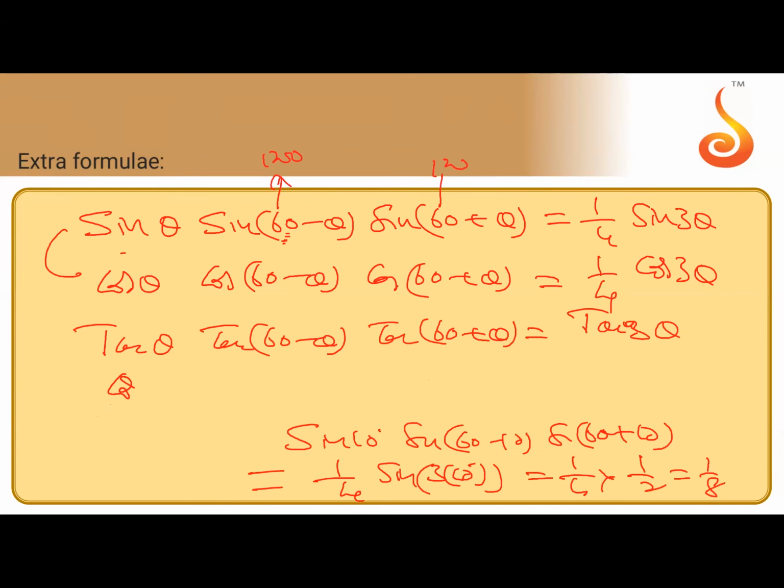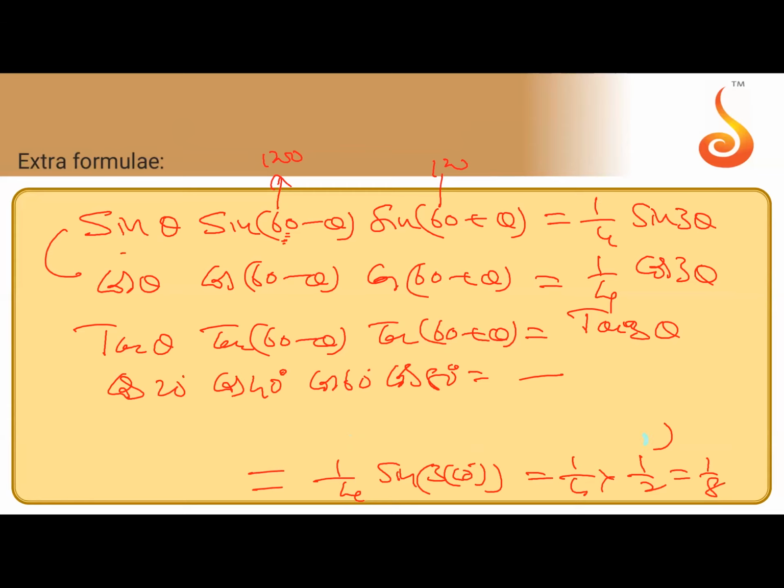Yes, what is the answer for cos 20, cos 40, cos 60, cos 80? This answer I want. Cos 20, cos 60, cos 80, this product value. What is the answer for this one? Oh, not 1 by 8. See, cos 60 is there. Please look. Cos 60 is there. Cos 60 value what?